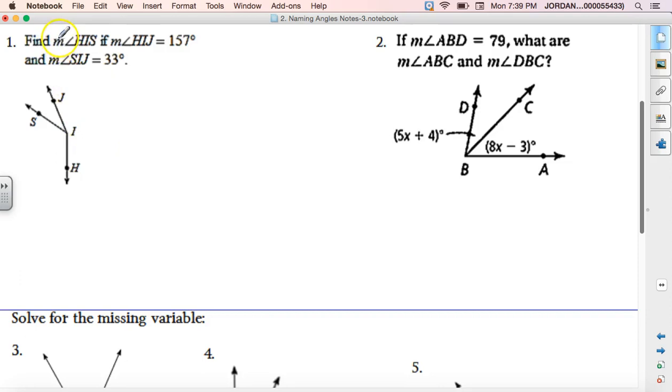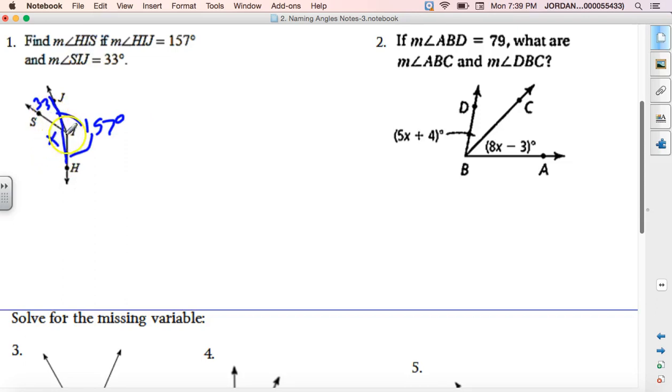They want to find the measure. Okay, this means measure of angle HIS, if measure of angle HIJ is 157 and measure angle SIJ is 33. So let's label angle HIJ. HIJ is the big angle. That big angle is 157 degrees, from here to here. And then SIJ is 33. Well, SIJ is this part right here, and they want us to find HIS, which is this part.